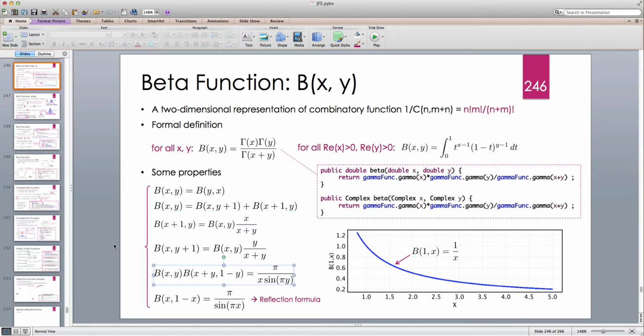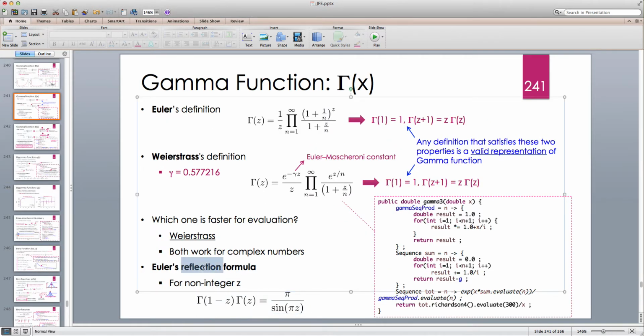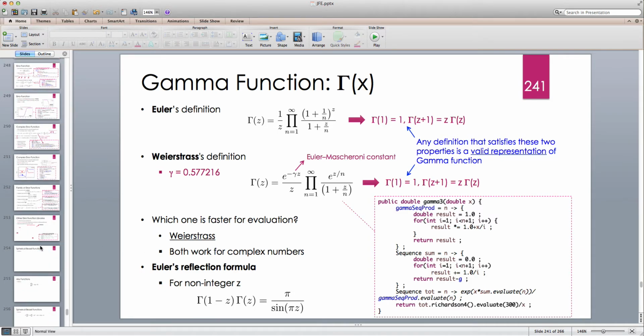Now the next one is beta of x and y times beta of x plus y and 1 minus y is pi over x sine of pi y. And finally, we have a reflection formula. Beta of x and 1 minus x is pi over sine of pi x. And these two just directly come from Euler's reflection identity for the gamma function. So Euler's reflection formula, obviously for non-integer z, because there is a sine of pi z: gamma of 1 minus z times gamma z is pi over sine of pi z.